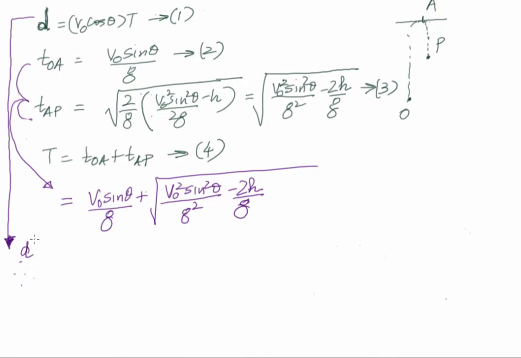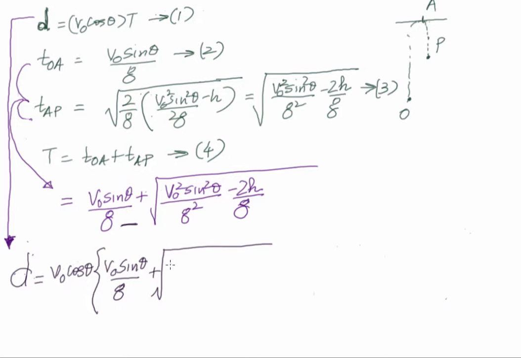Therefore, from equation 1 we have the answer, which is what we wanted to find. D, let's make it a little bigger because it's the answer. D is equal to v0 cos theta times t, which we just evaluated: v0 sin theta by g plus under root of v0 square sin square theta by g square minus 2h over g. That's the final answer.